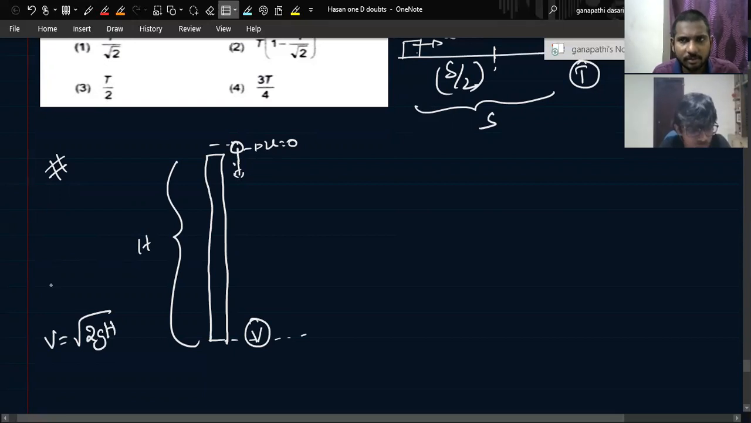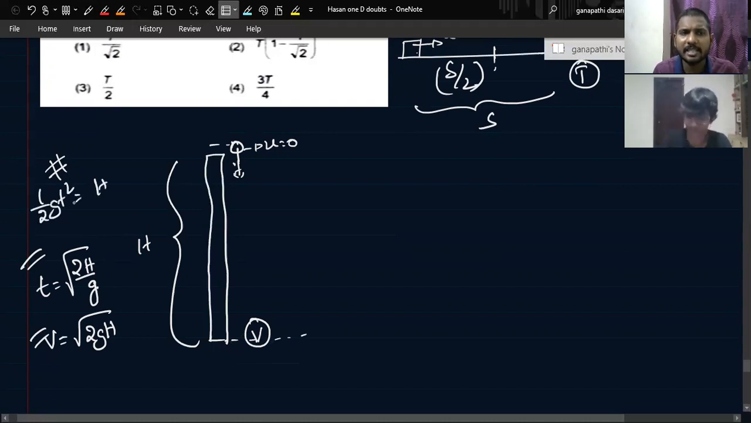Do you know these points? t is equal to root 2h by g. What is the time taken to completely come to the bottom of this tower? Root 2h by g. That is nothing but half g t square is equal to h, so t is equal to root 2h by g. From v square minus u square is equal to 2as we got this root 2gh equation. u is 0 here.